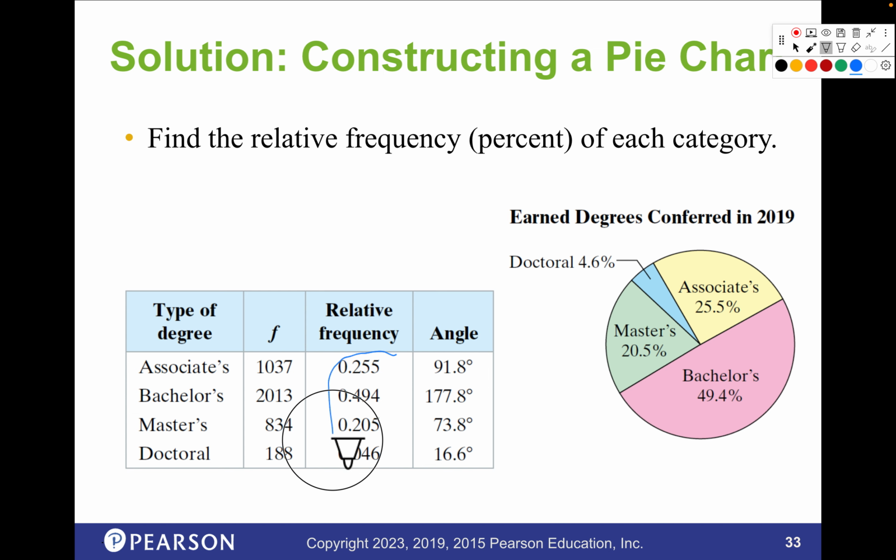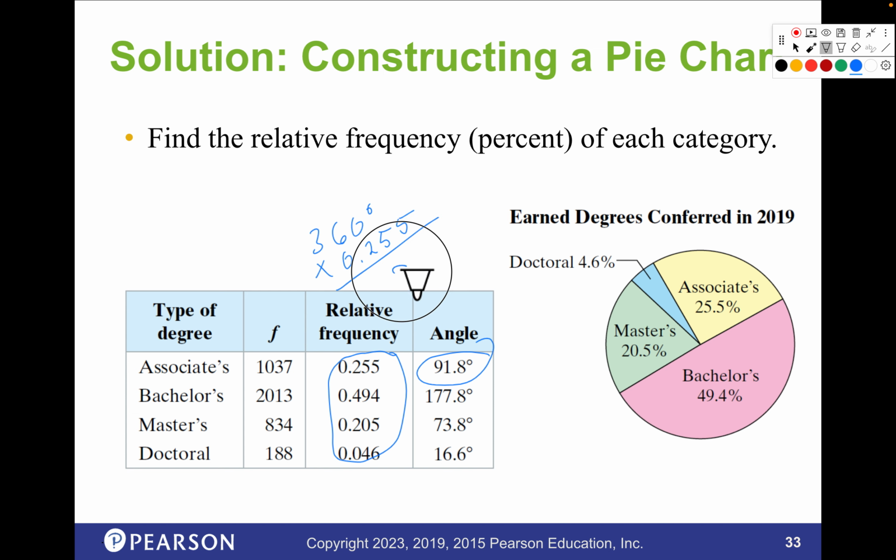Here's the relative frequencies. They took that relative frequency, so to get that angle of 91.8 degrees, they took 360 degrees times 0.255, and what they would get would be 91.8 degrees. And that's for an associate's degree, and it's a little bit more than a 90-degree angle. Hard to tell on that.